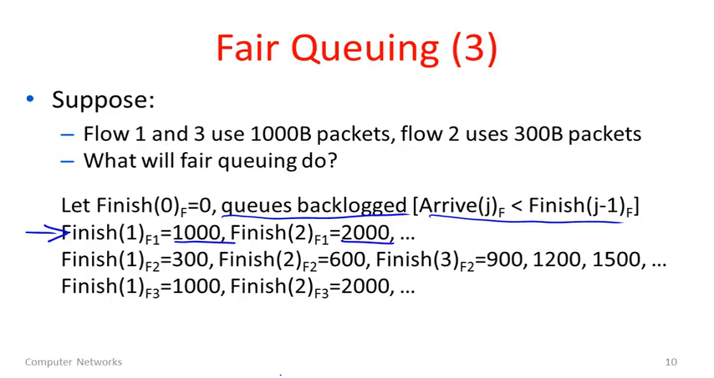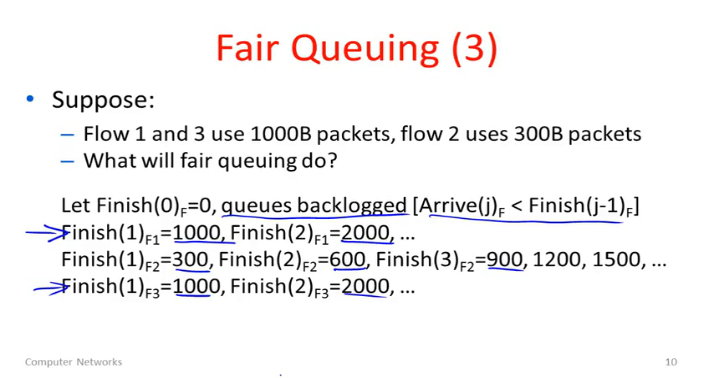For the finish time of the first packet of the second flow, it will be 300 because it's 300 bytes long. Starting from 0, you add 300, you get that. The finish time of the second packet in that flow will be 600, then 900. We're adding another 300, and so forth. And similarly, the finish times for the third flow are going to be the same as the finish times for the first flow because those flows had packets of the same size. And again, the arrival factor doesn't matter in this particular example because the queues are backlogged, there's always a packet to send.